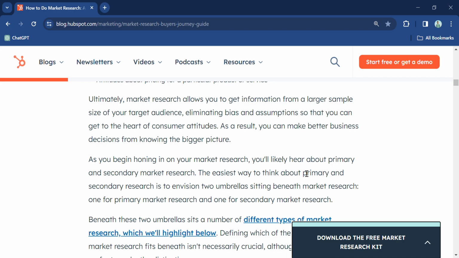As you begin honing in on your market research, you are likely to hear about primary and secondary market research. The easiest way to think about primary and secondary research is to envision two umbrellas sitting beneath market research, one for primary market research, one for secondary market research.